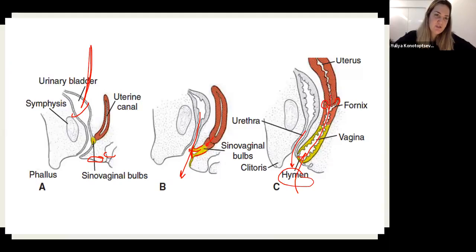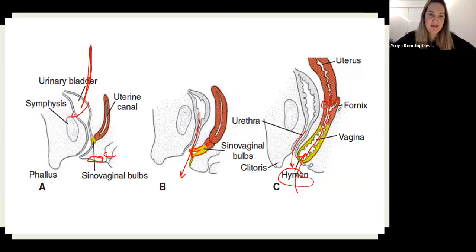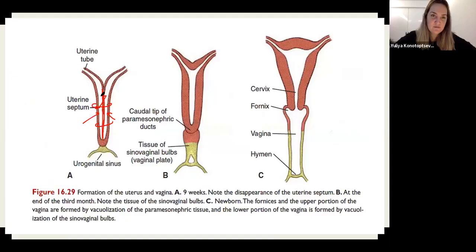So you remember we said there's some girls with two uteruses? There's some girls with two vaginas. Yes, you can Google that. It's a thing. Okay, so where you see that this paramesonephric duct, this septum goes down, it goes down like that. So there are two vaginas.